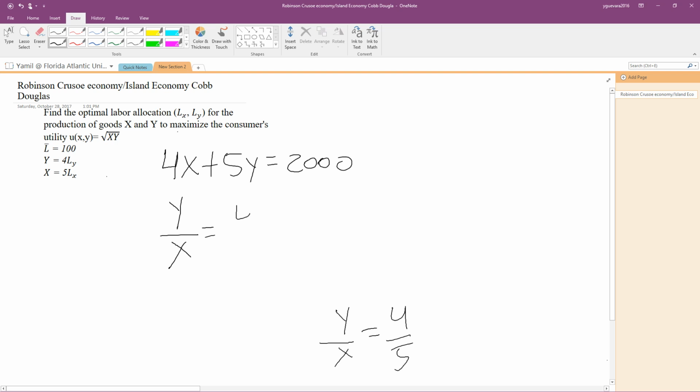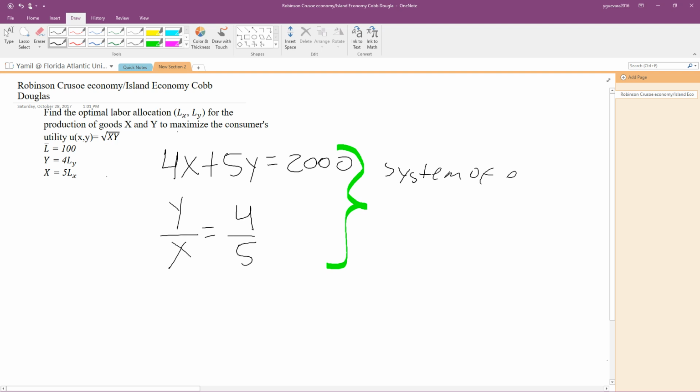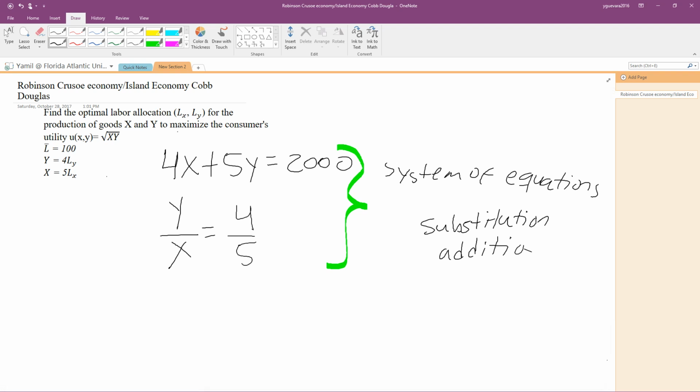Okay, and guess what? What do we have here? We have a system of equations, right? So the way to solve a system of equations is by substitution. Or you can do addition too. But I'm going to use substitution. Okay? So let's solve this system of equations using substitution.